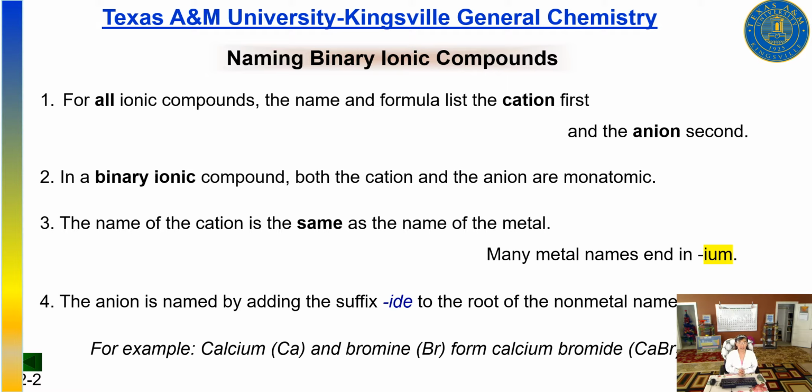The name of the cation is the same as the name of the metal in your ionic compound. Many metal names end in -ium, such as sodium, calcium, lithium, etc. The anion is named by adding the suffix -ide to the root of the non-metal name, such as oxygen to oxide, nitrogen to nitride, chlorine to chloride. For example, calcium, Ca, reacted with bromine forms calcium bromide, CaBr2.